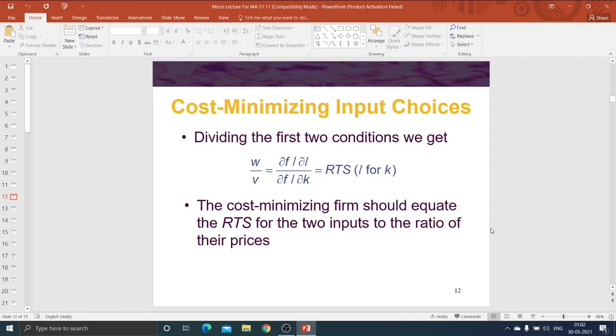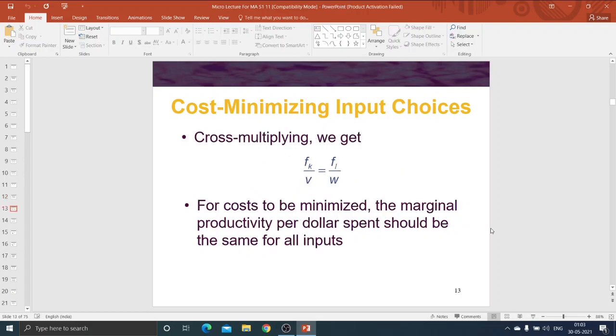That is how much labor is going to be substituted for how much capital, which is actually a function of the relationship between the wage and the capital's payment. So the cost minimizing firm should equate the RTS for the two inputs to the ratio of their prices. If we cross multiply, we get the following: FK by V is equal to FL by W.